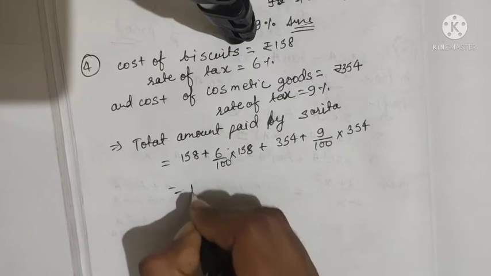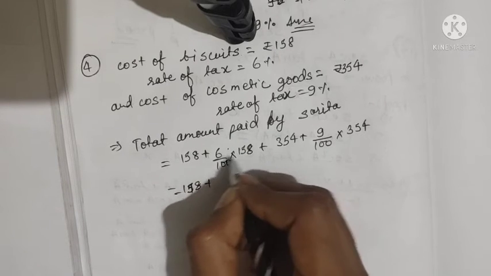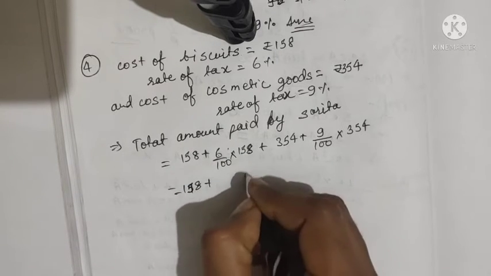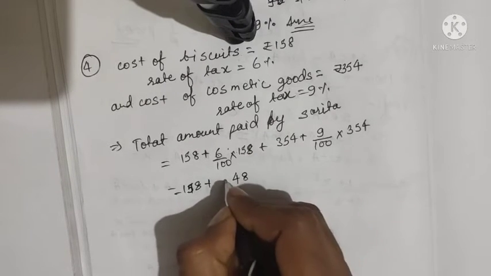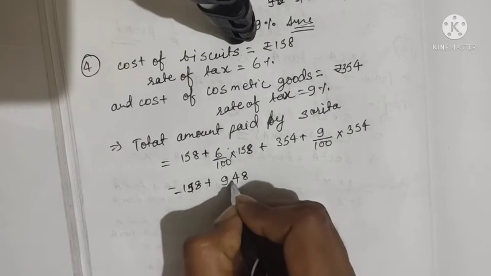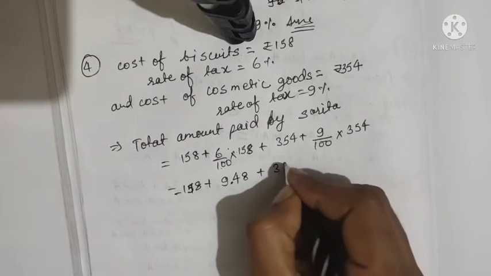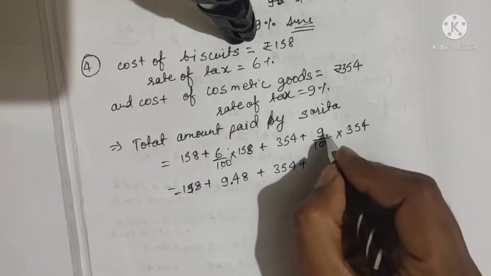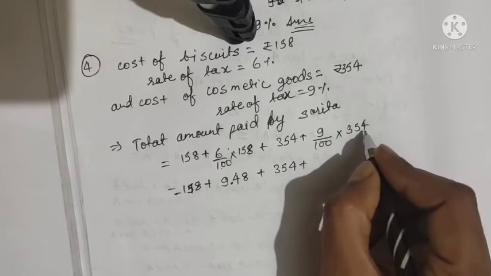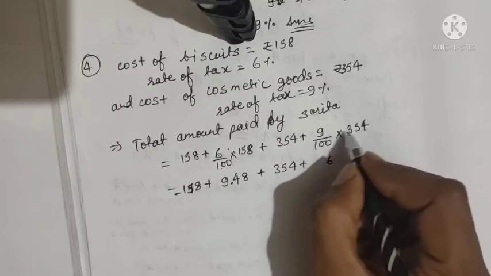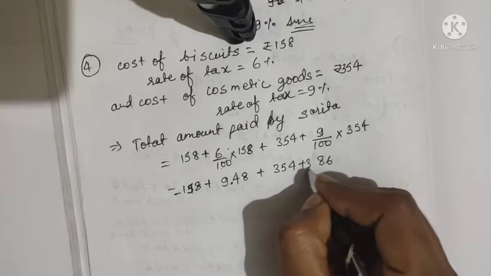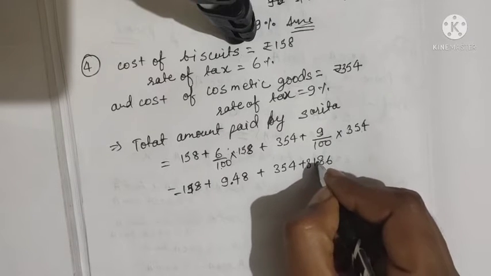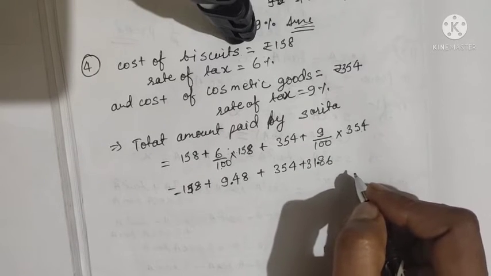Is equal to 158 plus, when we multiply 158 by 6, then it will be 6 8s are 48, 6 5s are 30 plus 4 is 34, 6 1s are 6 plus 3 is 9, divided by 100, then it will be 9.48, plus 354 plus, when we multiply 354 by 9, then 9 4s are 36, 3 carry, 9 5s are 45 plus 3 is 48, 4 carry, 9 3s are 27 plus 4 is 31. When we divide it by 100, then it will be 31.86.